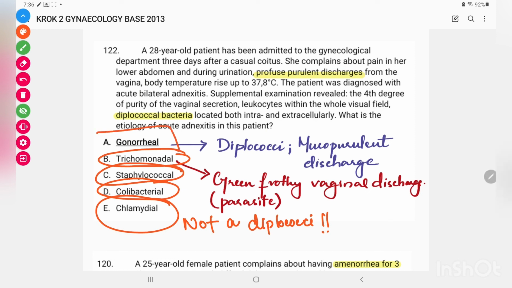And finally, from our previous knowledge even, we know that gonorrhea is actually a diplococci bacteria, and they already produce mucopurulent discharge. Okay, so this is again a very much easier question, because they already mentioned it is a diplococci bacteria and there are profuse discharges from the vagina.